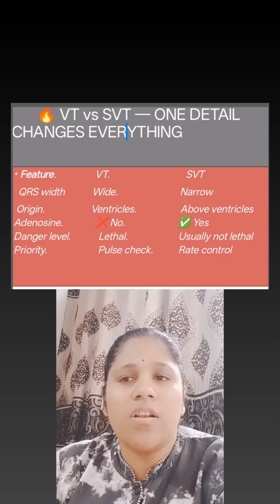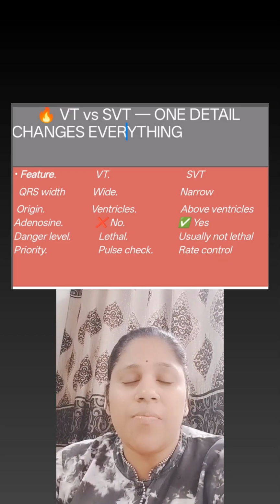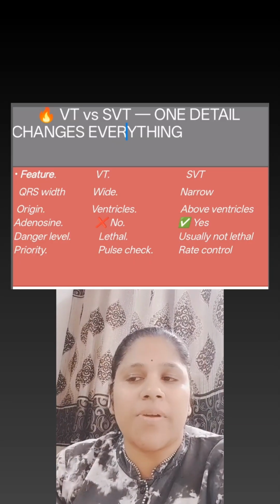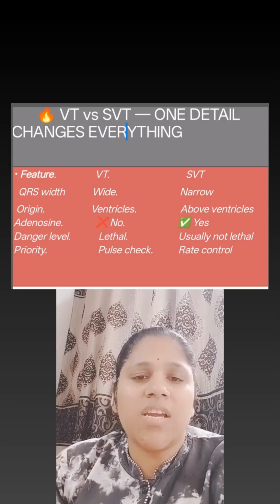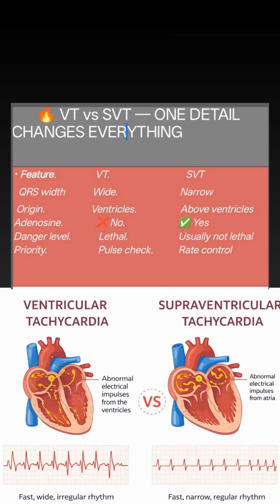Next, danger level, VT is very lethal. If you are not treating the patient within seconds, the patient might collapse and you may lose the patient. Next one, SVT is not too dangerous, but it should also be treated. Next, priority, we should always check pulse in case of ventricular tachycardia. In case of SVT, we should always control the rate of the patient because the ventricles are beating really very fast.